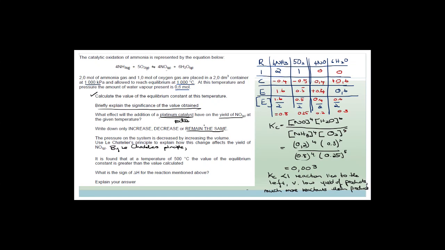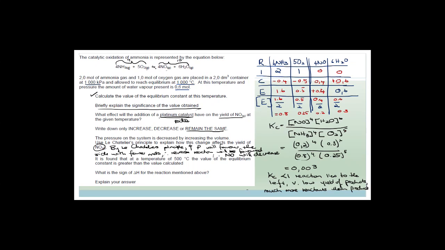So by Le Chatelier's principle, an increase in pressure will favor the side with fewer moles, okay? And when we look at this, we can see that the reactants have got nine moles, and this has got 10 moles. Therefore, the reverse reaction will be favored. Therefore, the amount of, what are we looking at? NO. The amount of NO will decrease.